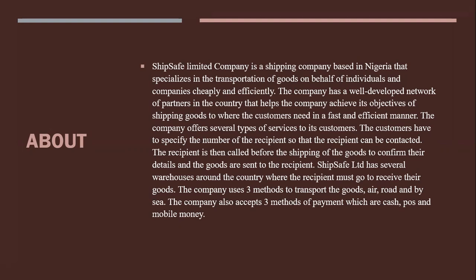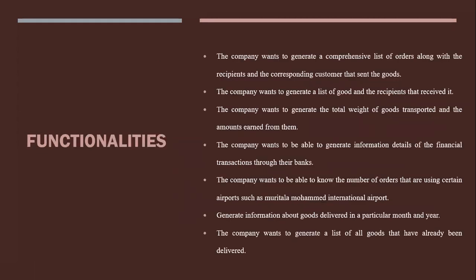The company uses three methods to transport the goods: air, road, and by sea. The company also accepts three methods of payment, which are cash, POS, and mobile money. And the warehouses only apply to transport by road. But if you're using other types of transport, there's pickup points that you can go to.